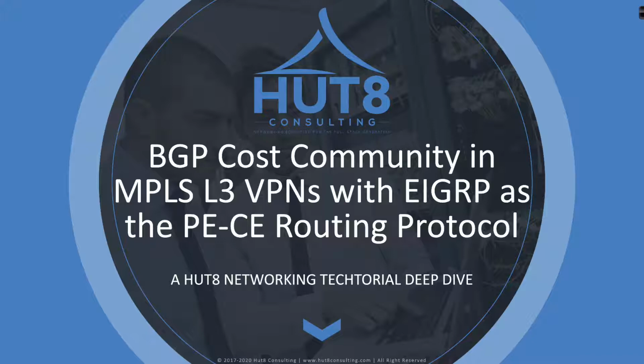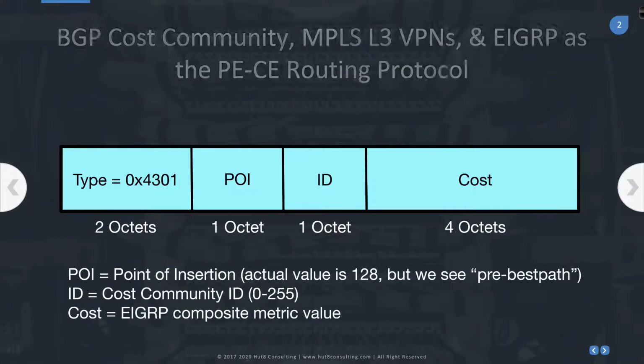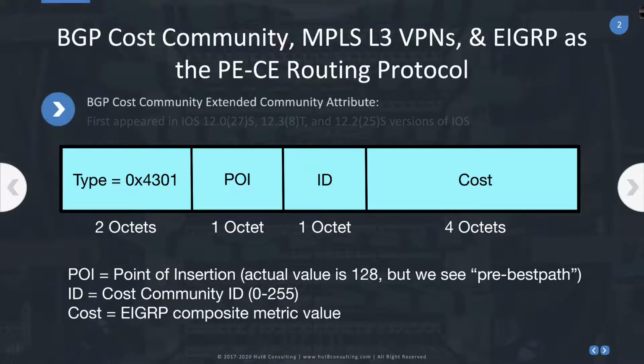In this video, you're going to learn all about the BGP Cost Community. You're going to learn why the BGP Cost Community was created as an extended community attribute in BGP, and what role the BGP Cost Community plays when EIGRP is being used as the PE to CE routing protocol in MPLS Layer 3 VPNs. So let's first start out by talking about what is the BGP Cost Community.